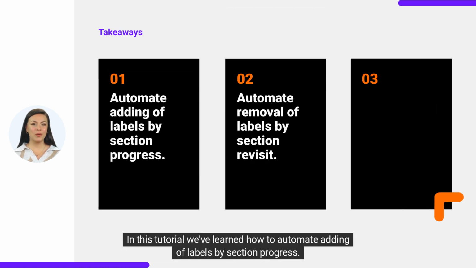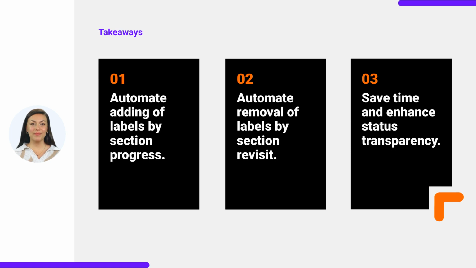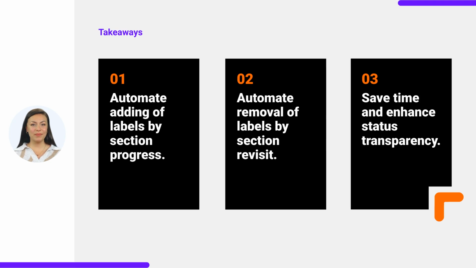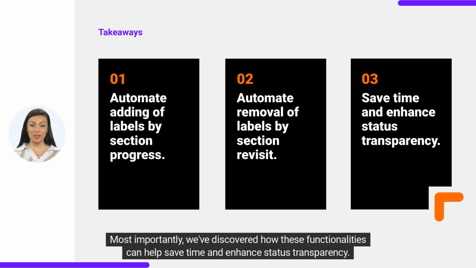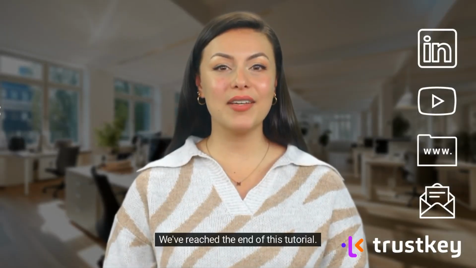In this tutorial, we've learned how to automate adding of labels by section progress. We learned how to automate removal of labels by section revisit. Most importantly, we've discovered how these functionalities can help save time and enhance status transparency. We've reached the end of this tutorial.